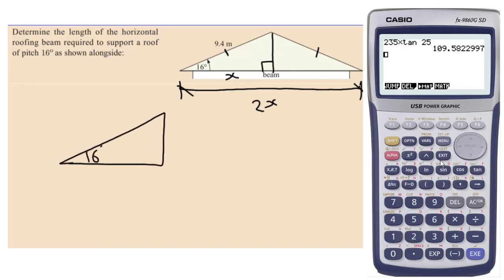So we have 16 degrees. We have X that we're looking for. We have a right angle here, and we have 9.4 meters, right? So two sides, one angle. I'm looking for one side. I've got an angle and a side to find it. I've got a right angle. It's trigonometry. It's SOH CAH TOA.